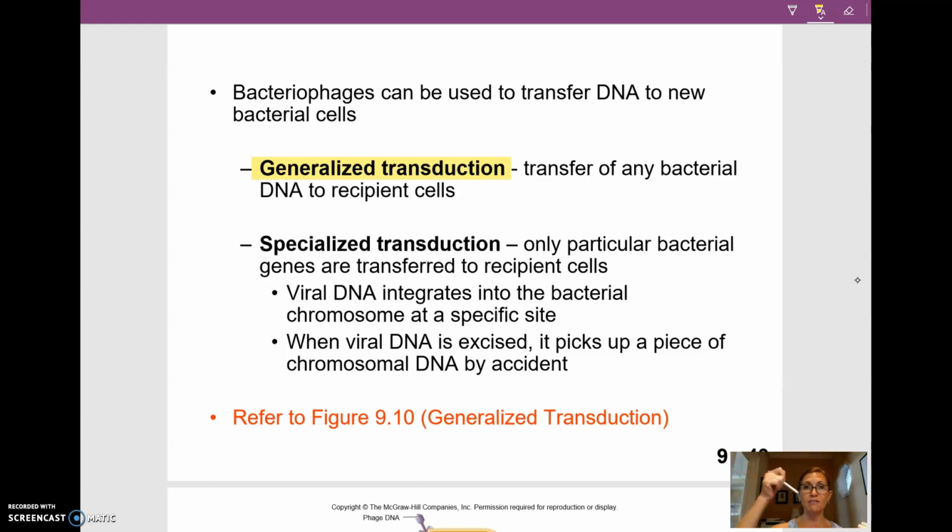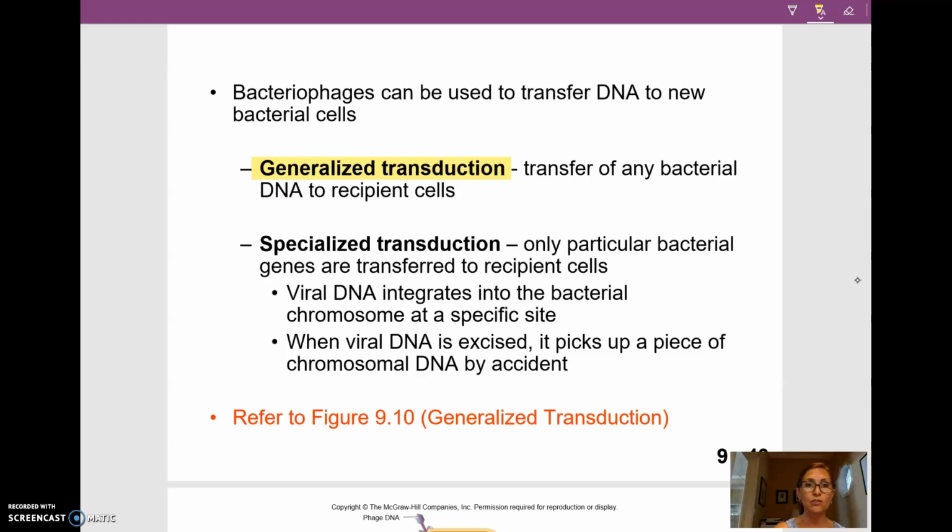Okay, so the cell gets infected, DNA gets sliced up, cell explodes, releasing the cellular debris, including the DNA, out into the environment. All right, that environment can be water, it can be under your skin. That environment can be anywhere that bacteria and phage exist.